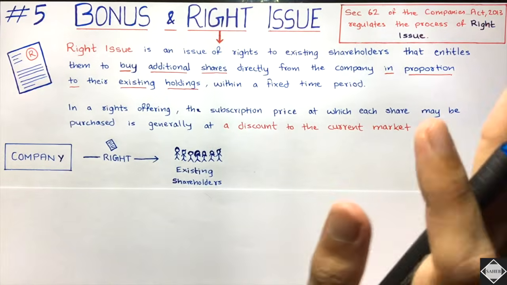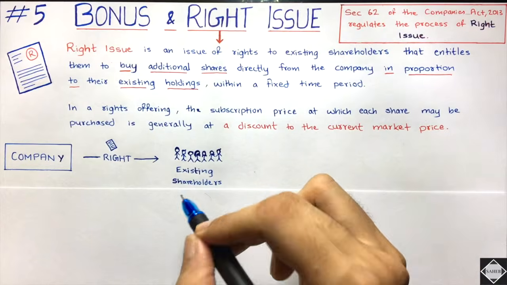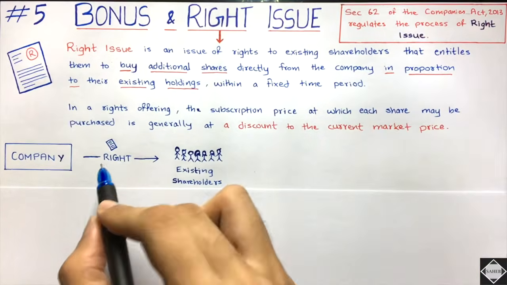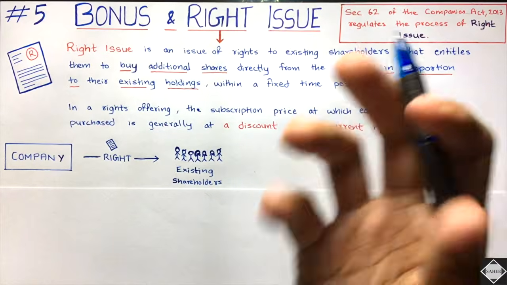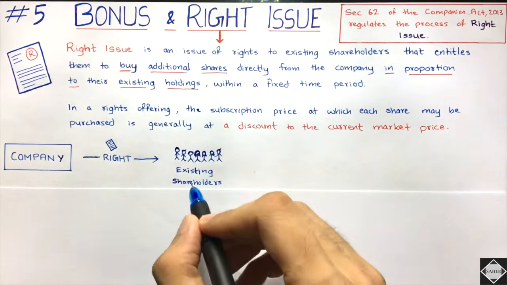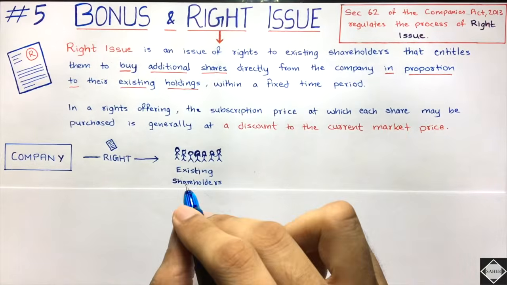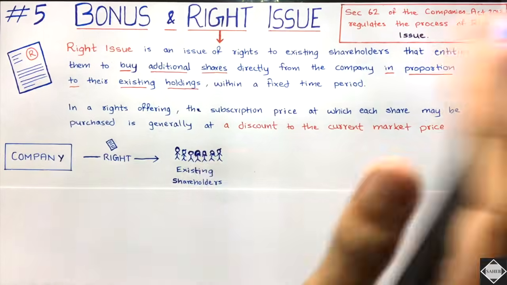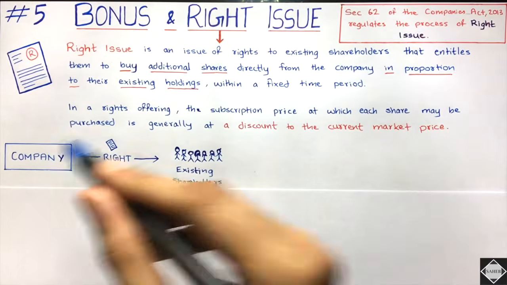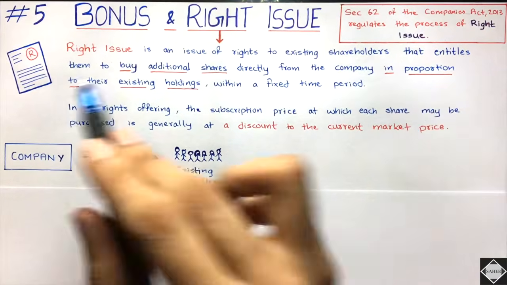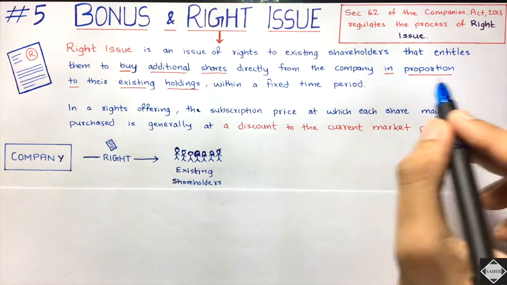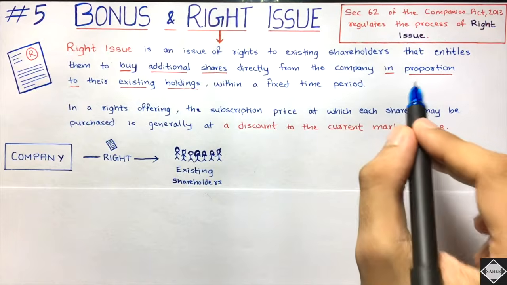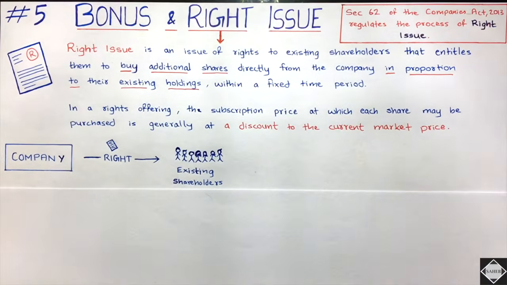This is not like bonus. In bonus, the existing shareholder used to get shares free of cost. Here it's not like that. With that right, in Hindi we say haq, the existing shareholders only will be able to buy additional shares directly from the company, not from the market, in proportion to their existing holdings. What does this mean? In bonus also this used to be there. Proportion means ratio over here.